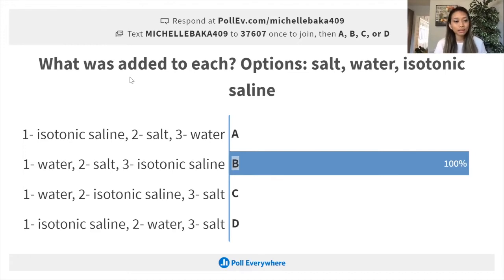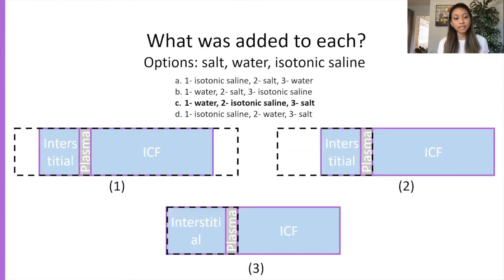So for one of the dotted lines, it expanded both the ECF and the ICF. That's free water. It goes into both compartments, and it'll equalize. For two, we added isotonic saline. So once it ends up in the ECF, it's happy there. It's not going to move because it's isotonic to it. And then for three, we just added salt. It expands the extracellular fluid, and then it takes water from the ICF. Next.